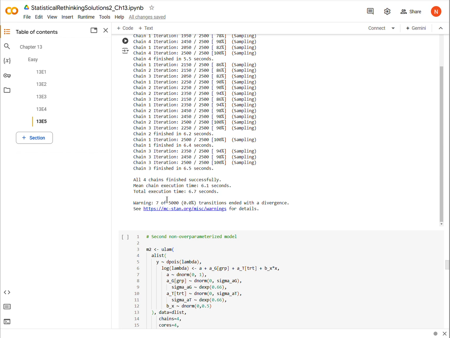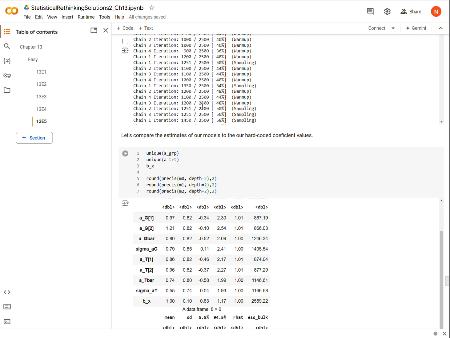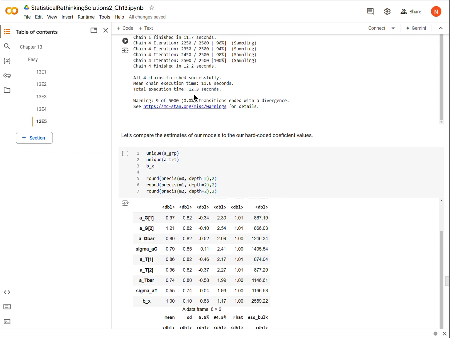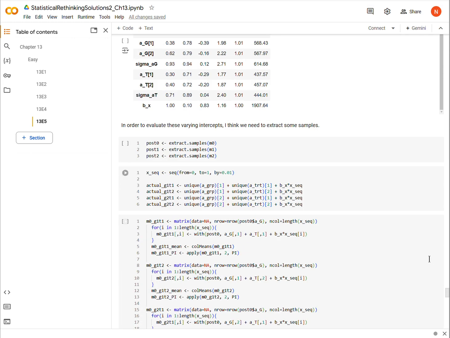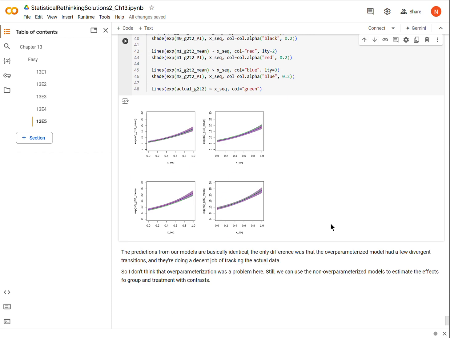for the others. Well, I guess this one had 7 divergent transitions, but far fewer than the first one, and then the second one I think had just very few. So I think that the problem that overparameterization is causing in these cases is just how well the chains are running. I believe that is the problem. Okay, all right, I think that is it for this one.